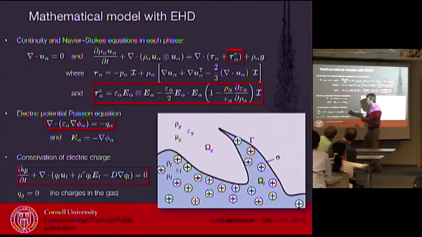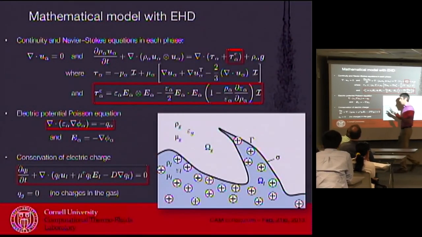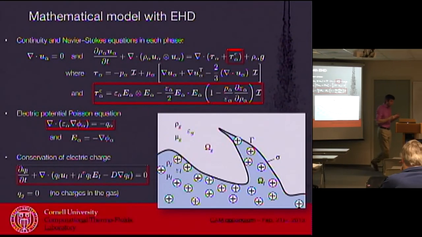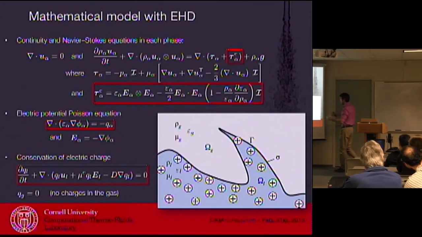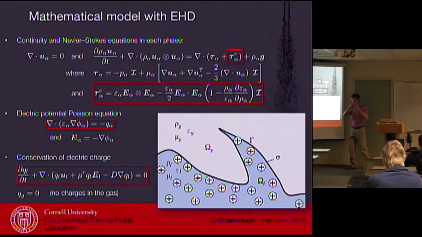But this is an equation, so we can write the transport equation for the liquid charges, but this equation only makes sense in the liquid. There's nothing going on in the gas. There's no charges in the gas. So that's one of those completely discontinuous equations. We have this evolving atomizing liquid, and we need to solve an equation on this.